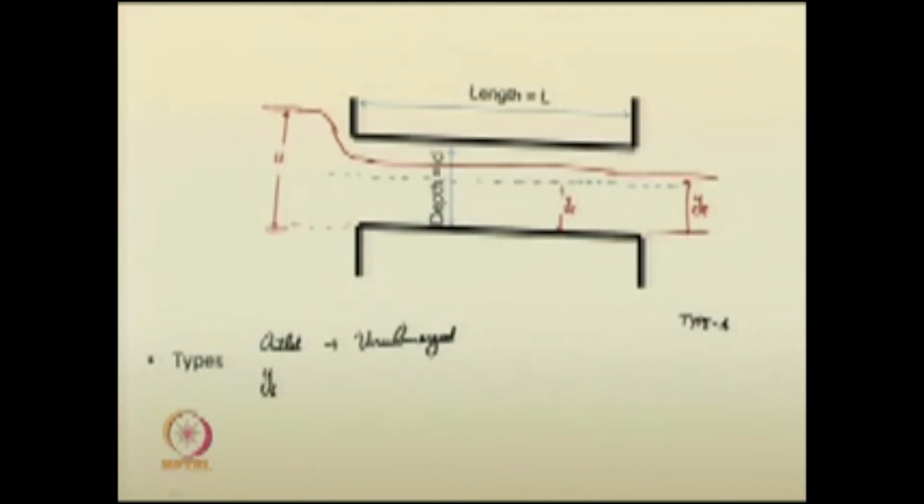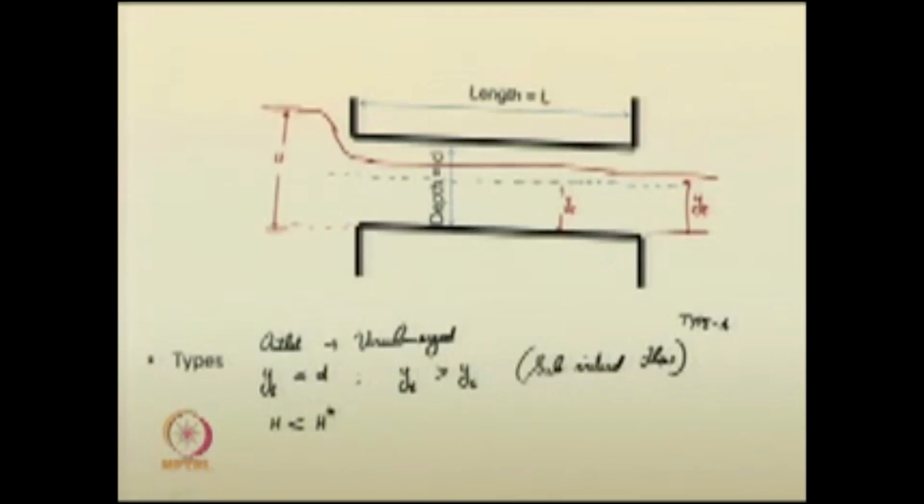You have the tail water depth less than D, but also the tail water depth is greater than the critical flow inside the culvert. So that means that inside the culvert you have subcritical flow throughout, that is the peculiarity here, and you have H less than H star. Here H definitely has to be less than H star, otherwise it would have touched the boundary. So that way we can classify type 4.